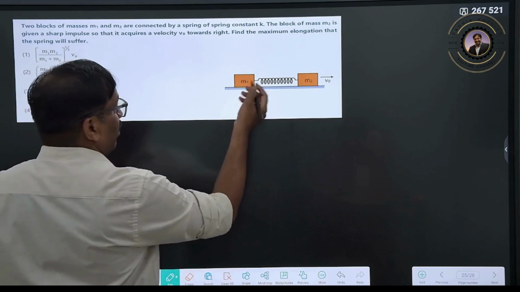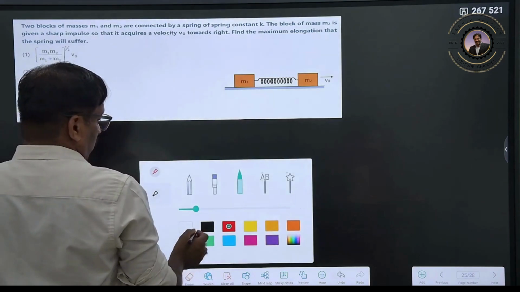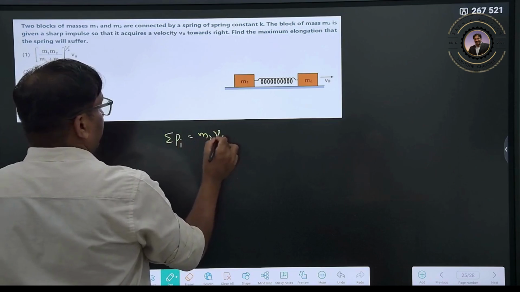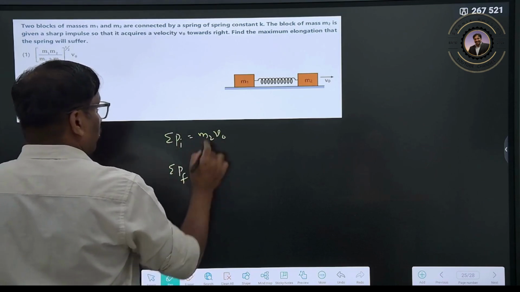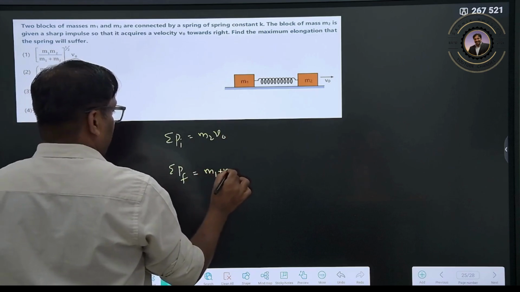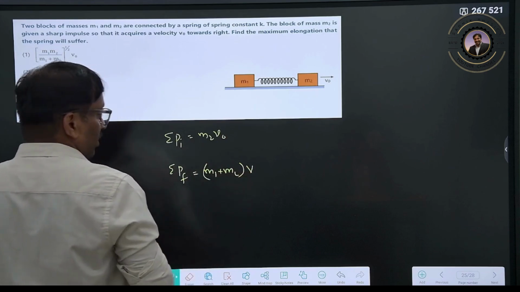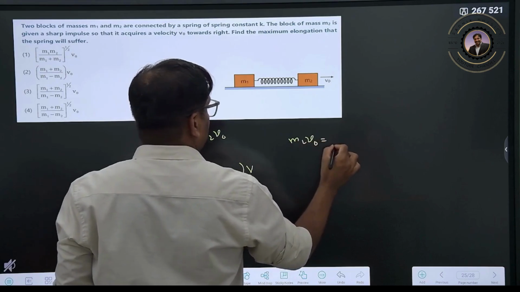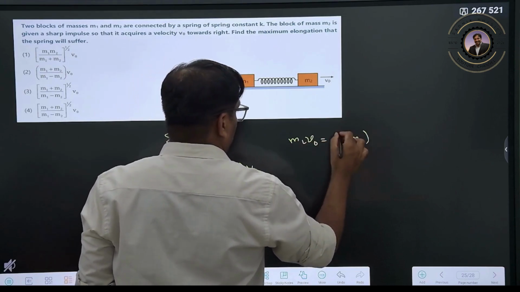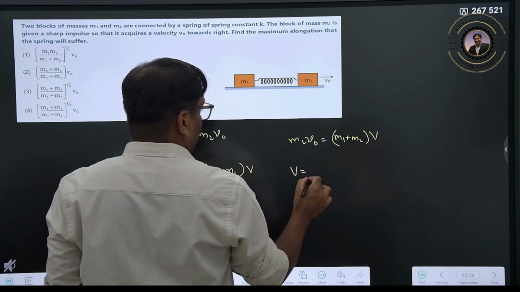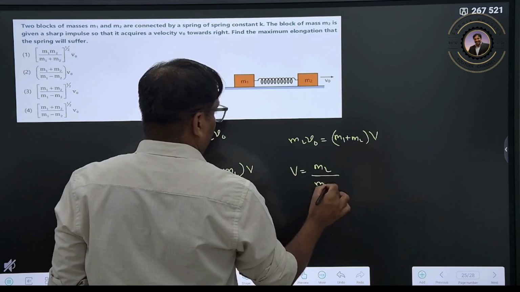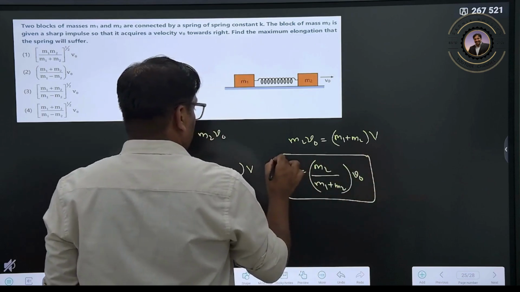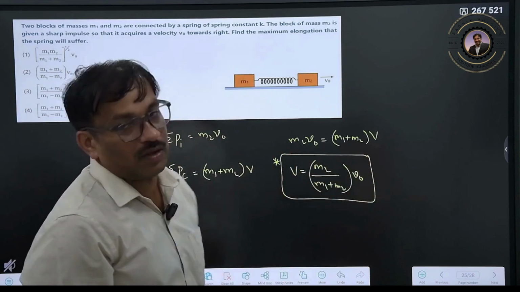So first let us calculate the common velocity. Initial momentum is how much now? Initial momentum is nothing but m2 into v0. Final momentum is how much? Both have to move in the same direction with the same velocity, so m1 plus m2 into v. Therefore m2 into v0 equals m1 plus m2 into v. So v equals m2 by m1 plus m2 into v0. This is your common velocity.